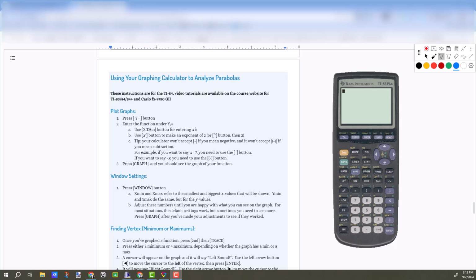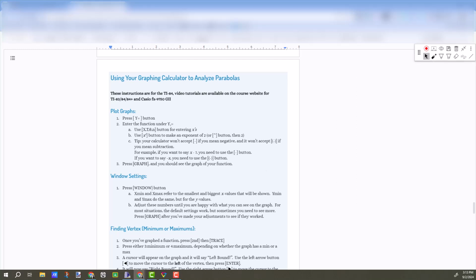I won't read through all of these features. However, I do have these posted on the website under calculator tutorial. Rather than read these, we're going to head on down and answer some questions where we actually will be using a lot of these features.